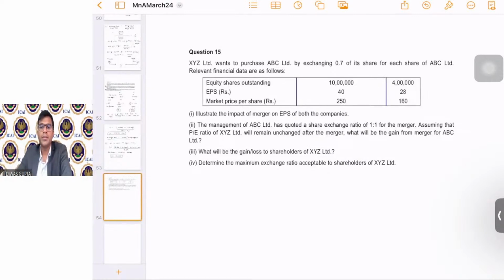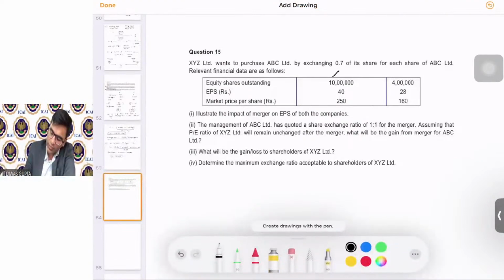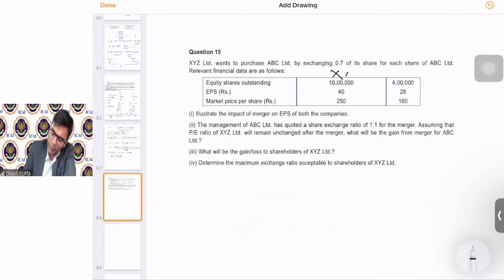Next question, students. Question number 15. XYZ Limited wants to purchase ABC Limited by exchanging 0.7 of its share for each share of ABC. Relevant financial data are as follows. Okay. So equity shares outstanding, EPS, and market price is given. Illustrate the impact of EPS on merger of both the companies. Students, please note, I think this is for XYZ. It's not mentioned here. Please note this. And this is for ABC.